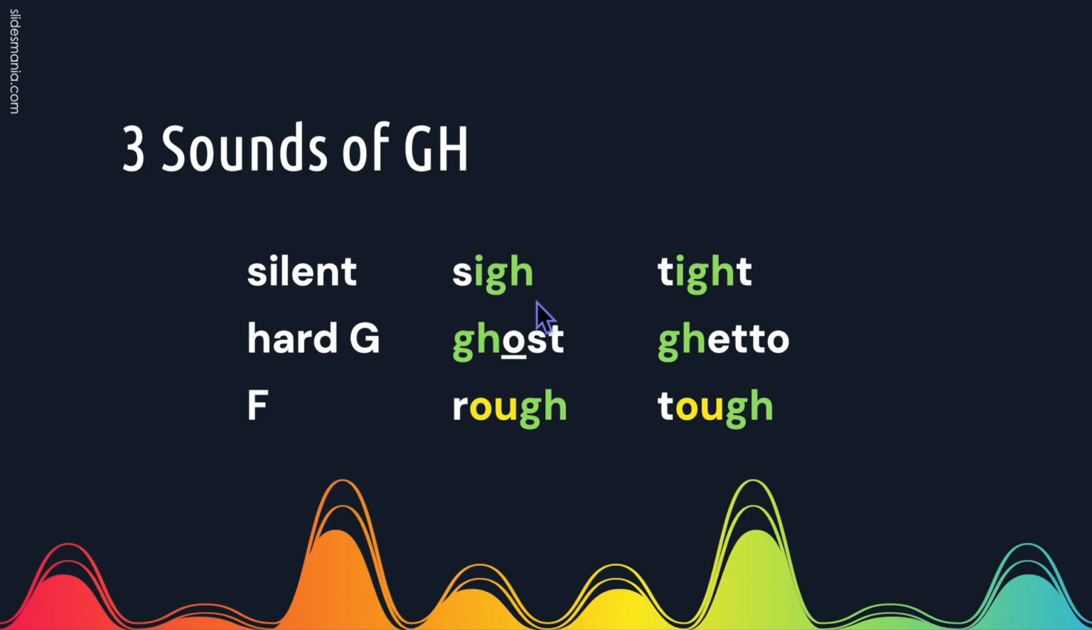So the word is sigh, tight. There are a few words where the GH has a silent H, meaning GH together will have the sound of G. Here we have a long O, so this word is ghost. This word is ghetto. And there are also a few words where GH sounds like the letter F. In both of these words, the OU will have a short U sound, so this is rough and tough.